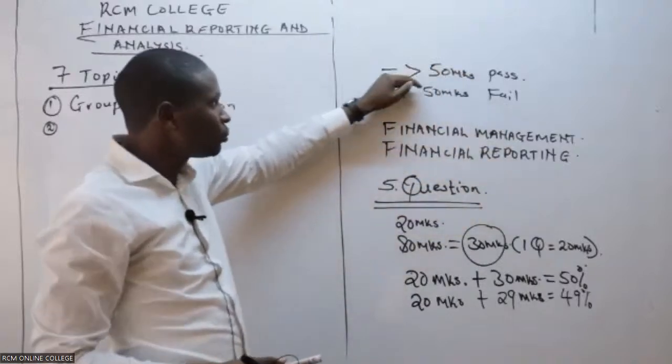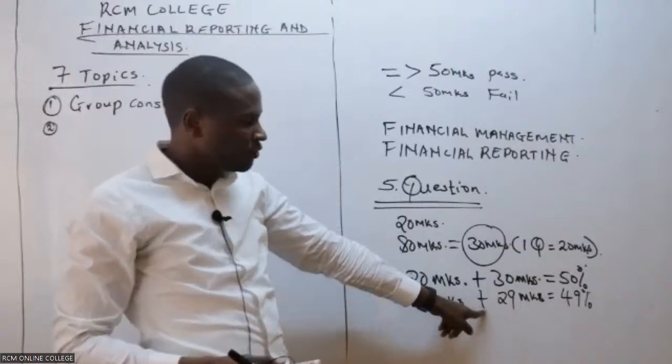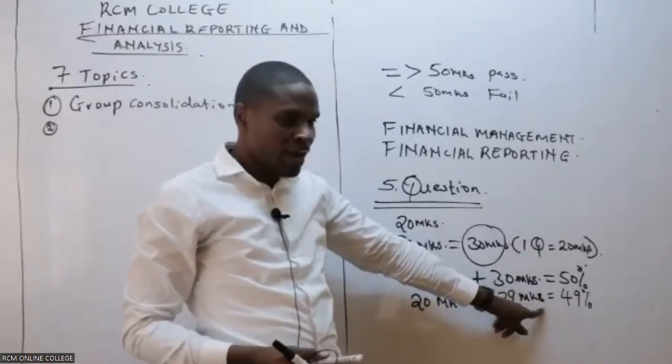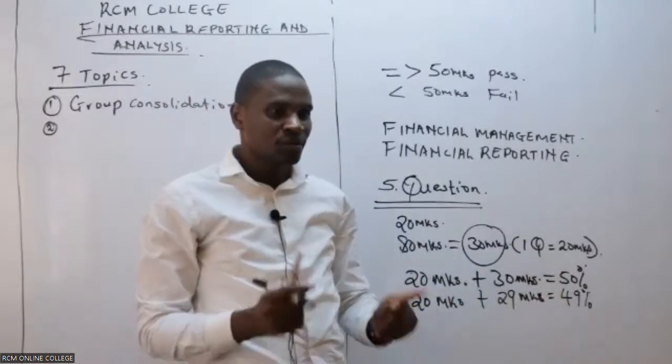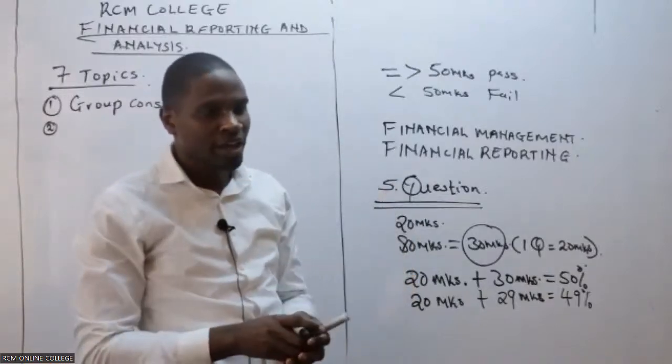We don't want you to be having less than 50. It's very painful. You have 49 and the pass mark is 50, just one mark remaining for you to go to the other side.